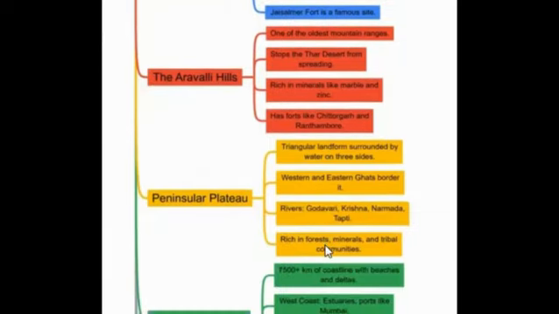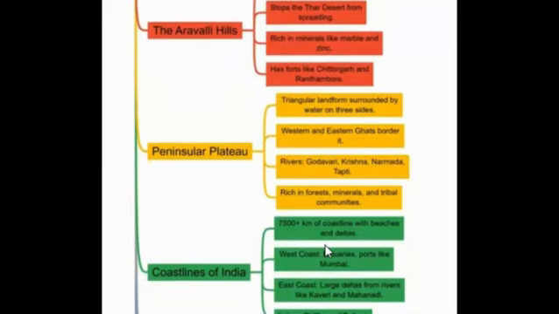The Peninsular Plateau is a triangular landform surrounded by water on 3 sides. The Western and Eastern Ghats border it. It has rivers like Godavari, Krishna, Narmada, and Tapti. These areas are rich in forests, minerals, and tribal communities.